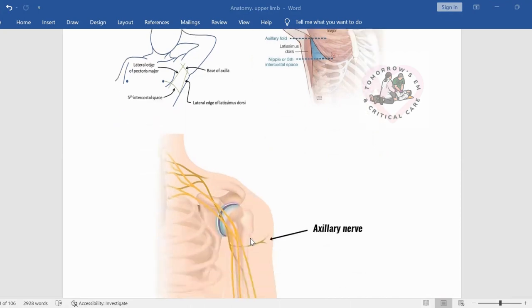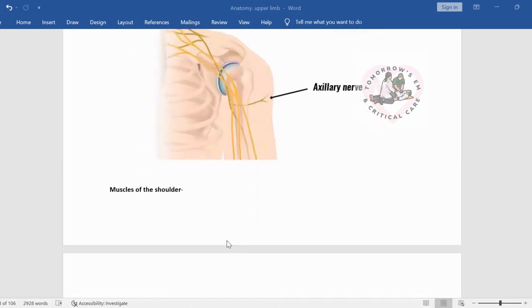Now come the muscles of the shoulder. The axillary nerve comes from which cord? Posterior cord. It supplies which muscles? Deltoid and teres minor. Area of skin in the upper outer quadrant, the regimental badge area, is its cutaneous supply. Deltoid atrophy occurs in which palsy? Erb's palsy. Except the axillary nerve, which nerve comes from the posterior cord? Radial nerve.